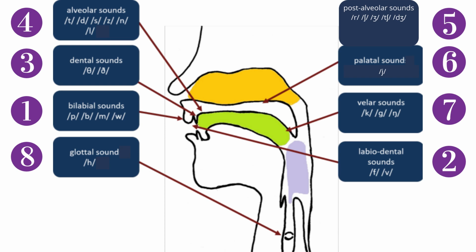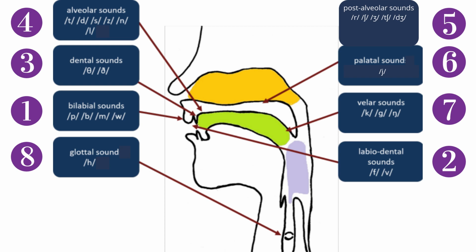Next, we have dental. For dental, your tongue comes in contact with your teeth. In the English language, we have two dental sounds, your voiced and your voiceless th. Next, we have your alveolar sounds. This time, the tongue tip moves towards the gum ridge just behind the upper incisors or your front teeth. So in the English language, the alveolar sounds are t, d, s, z, n, and l.